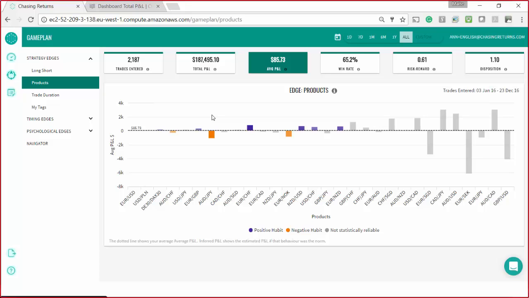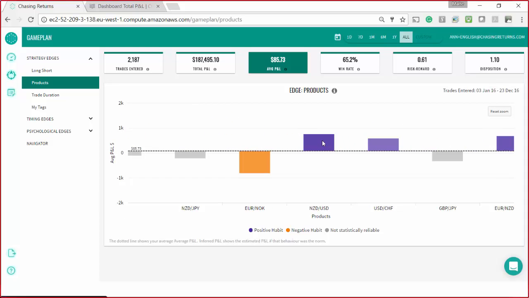but we don't feel there's enough data there to tell you it's useful information. So if you zoom in on some of those smaller bars that are purple and orange, multi, for example. So here, these are significant. So you can see that certain products he's much stronger at and certain products he's much weaker at.